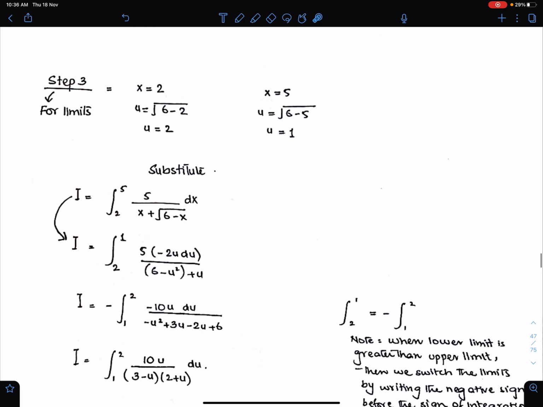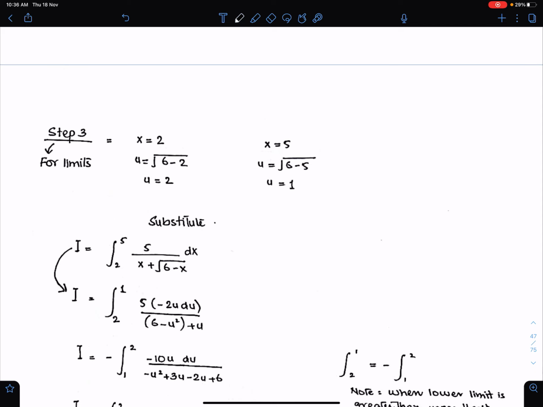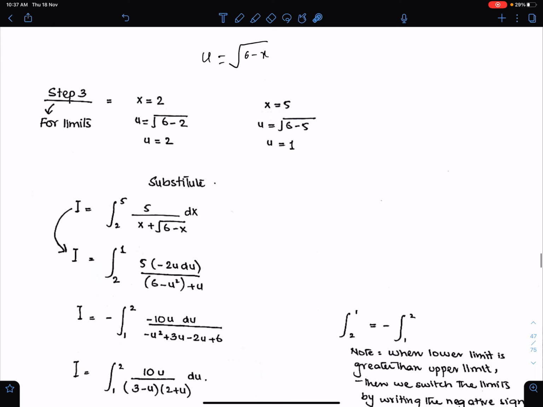The next thing is change the limits. See, for limits always use the given substitution. Make sure you use the given substitution, which is under root 6 minus x. So when x was 2, then u is 2. When you substitute 2 here, you will get u equals 2. And when x was 5, then u is 1. So we have got the new limits.